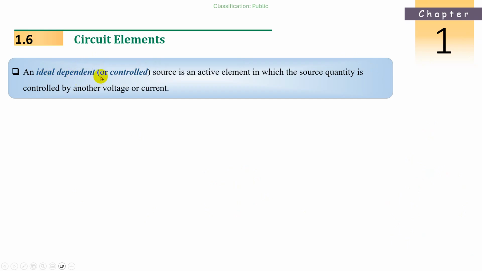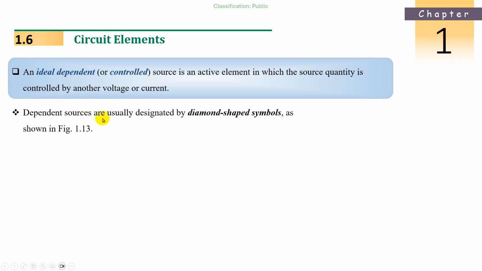An ideal dependent or controlled source is an active element. It's also an active element; I am not talking about passive. Active, we have two: dependent and independent. So an active element in which the source quantity, the value of the source quantity, maybe voltage, maybe current, is controlled by another voltage or current. Somewhere in the circuit, some resistance will be there, some capacitance, or some other voltage, some other dependent voltage source or independent source, that is controlling it.